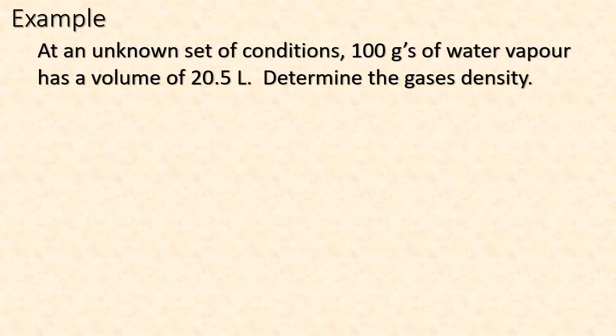At an unknown set of conditions, we've got 100 grams of water vapor and it's got a volume of 20.5 liters. That's how big it is. We're going to determine the density. Before we get to density, though, we've got to calculate the molar volume. If it were STP or SATP, we would know 22.4 or 24.8, but we don't know it, so we're going to have to calculate it. So let's find our moles.